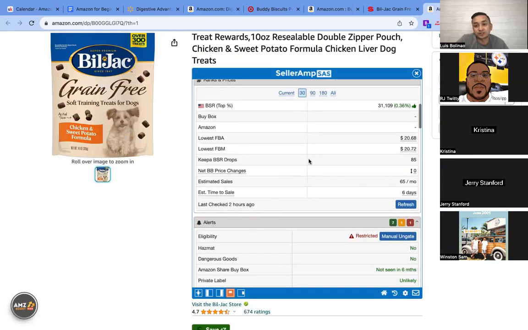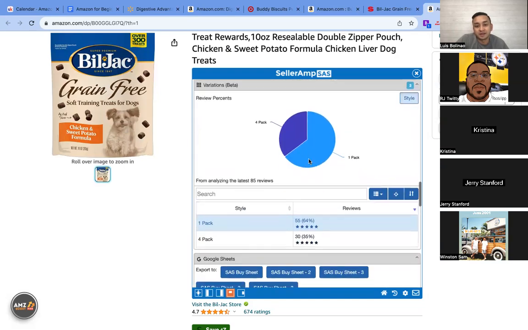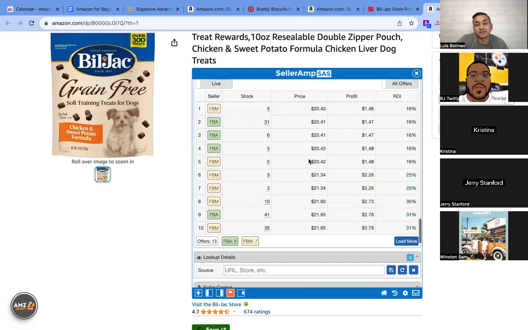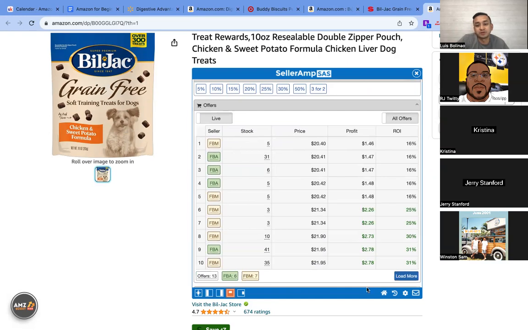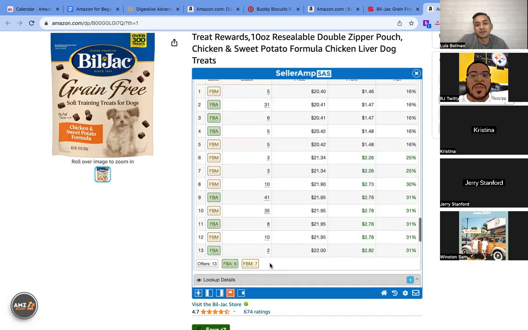So now you have to ask yourself the question again: are you willing to share 40 sales a month with all these people, with this much inventory? Absolutely not.